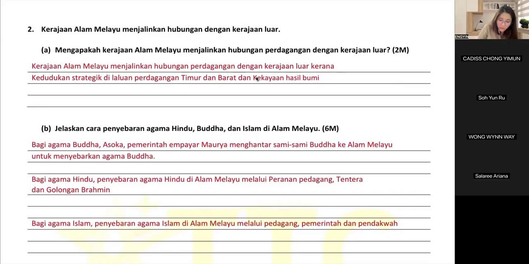Because, as I told you, number one, the kedudukan strategic. We are very strategic in between the East and the West. Number two, we have a lot of resources, kekayaan hasil bumi. So that's the reason why we make friends. Trading, only 2 answers, no more.